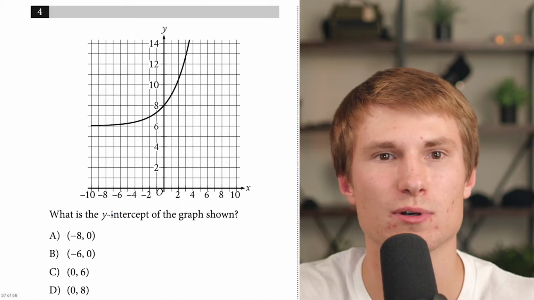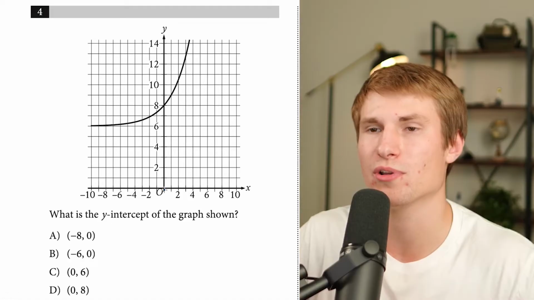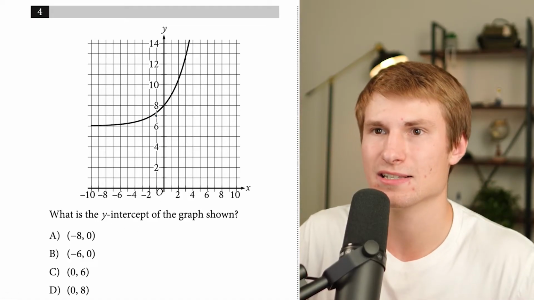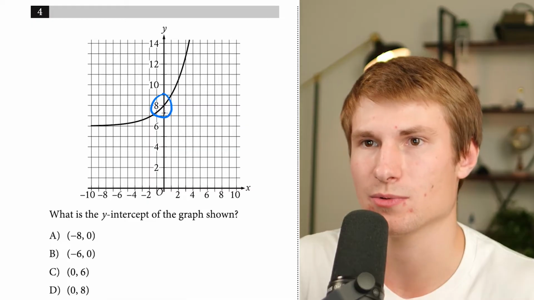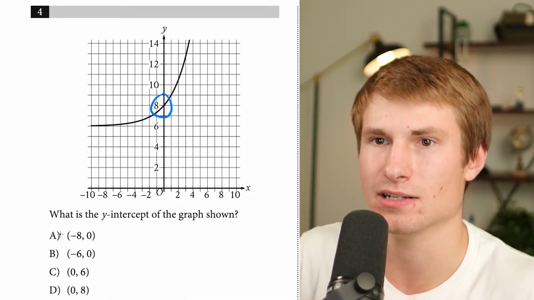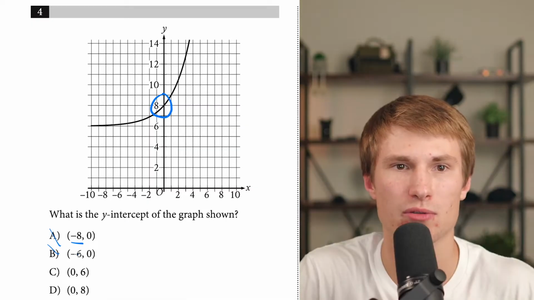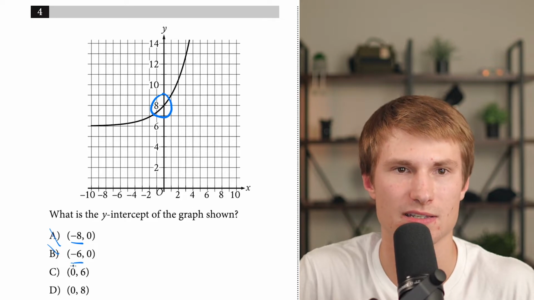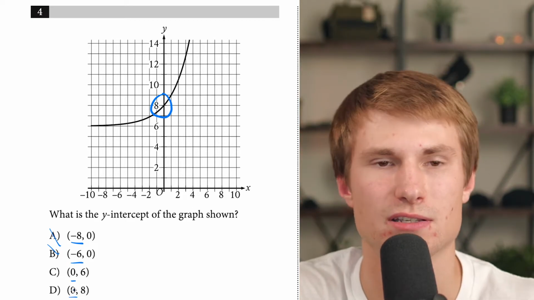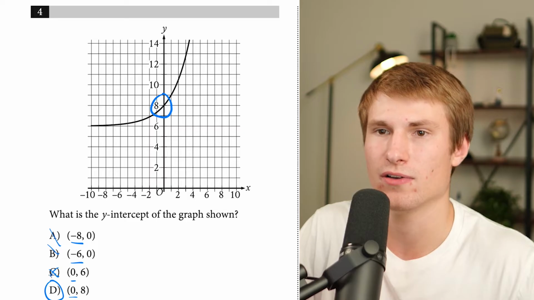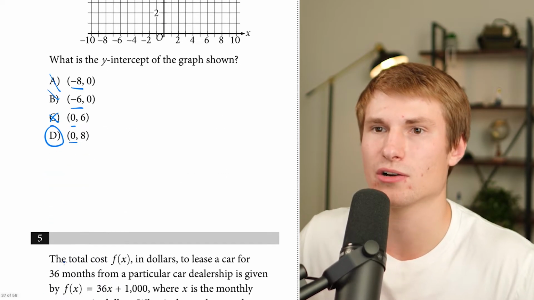Question 4 states, what is the y-intercept of the graph shown? Well, we know our y-intercept is where X is 0, which we see is right here. So we have X is 0 and Y is 8. Just keep in mind, A and B are both going to be wrong immediately because we know that X isn't 0 in them. And then C and D, we've got X is 0. D has Y as the value of 8. So our answer there has to be answer choice D. Moving on to question number 5.